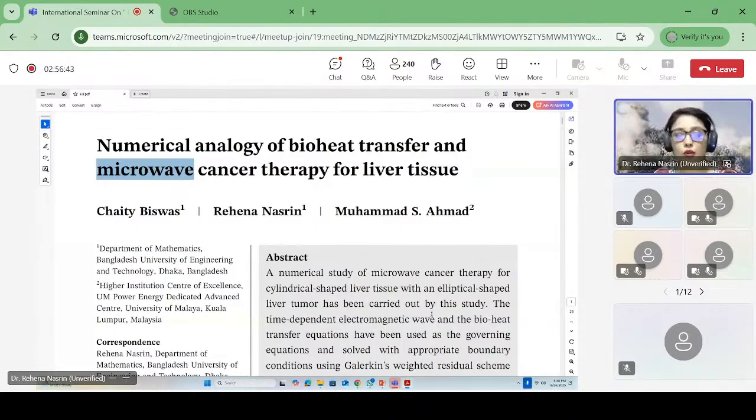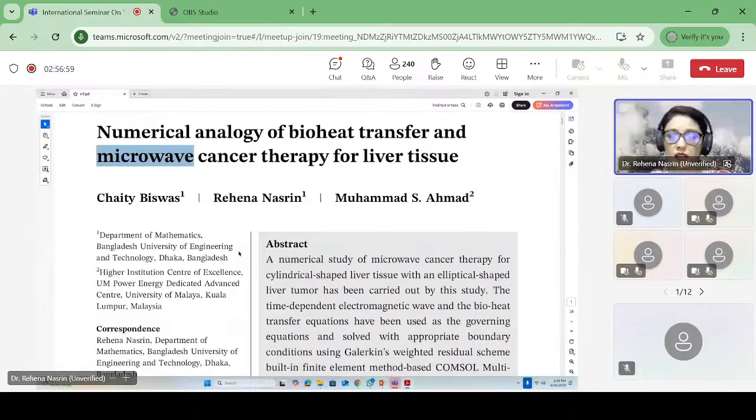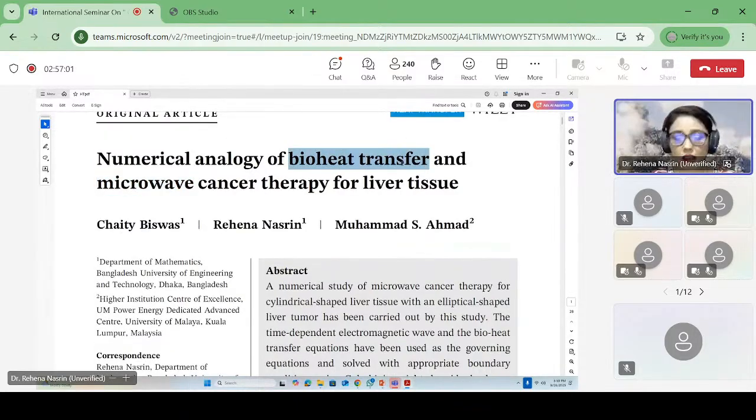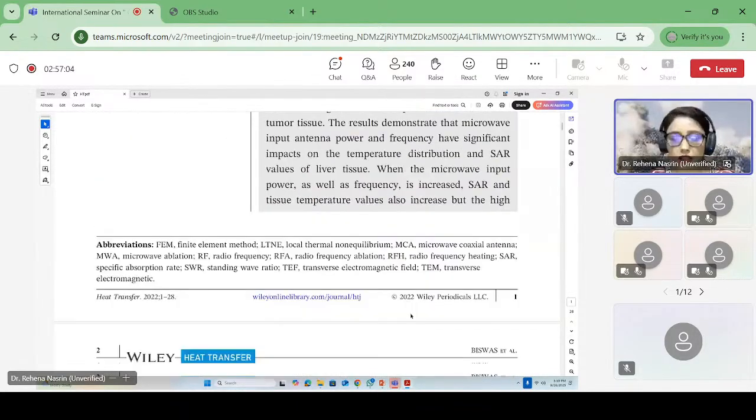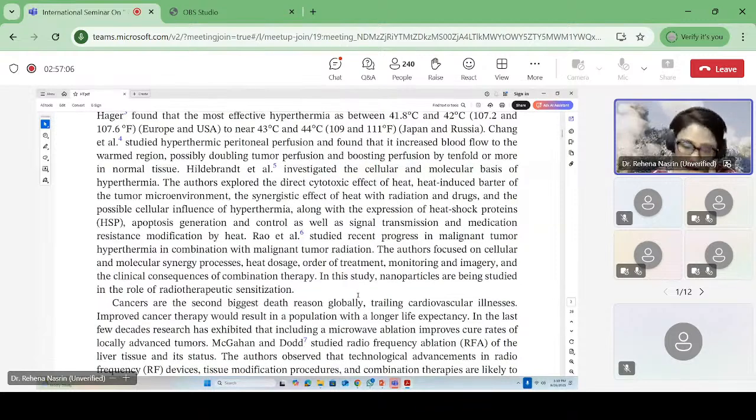Students who are interested in or studying electrical engineering can easily understand this type of analysis. Students of mechanical engineering also understand it, because this is a bioheat transfer model. So we conduct our research this way.